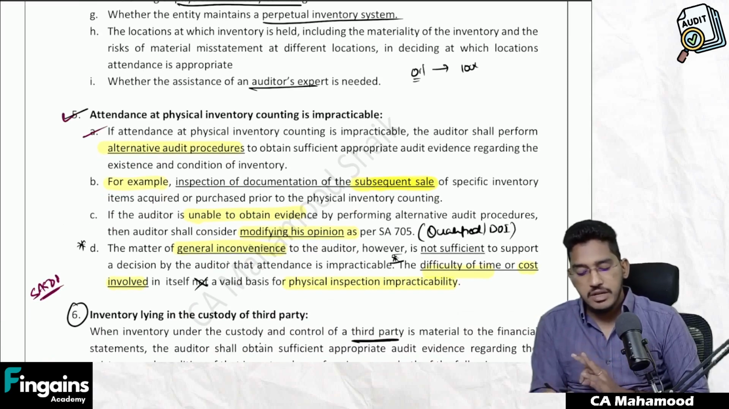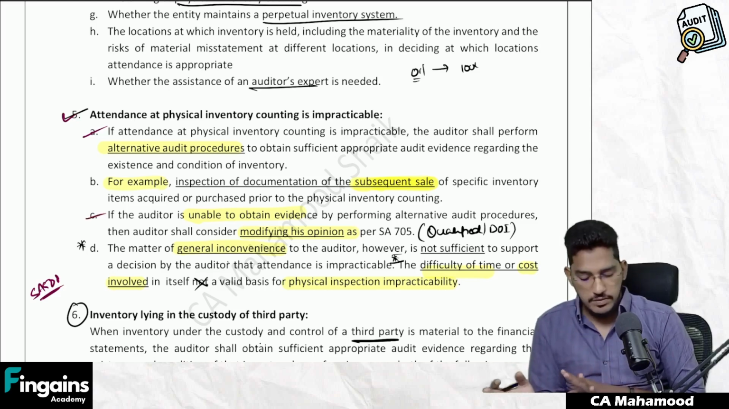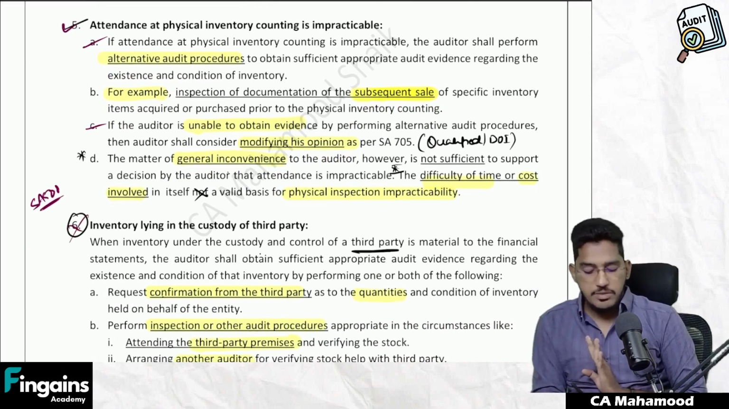If attendance at physical inventory counting is impracticable, the auditor shall perform alternative audit procedures. If alternative procedures are also not possible, modify the opinion. That's all. I need not write the sixth point also.